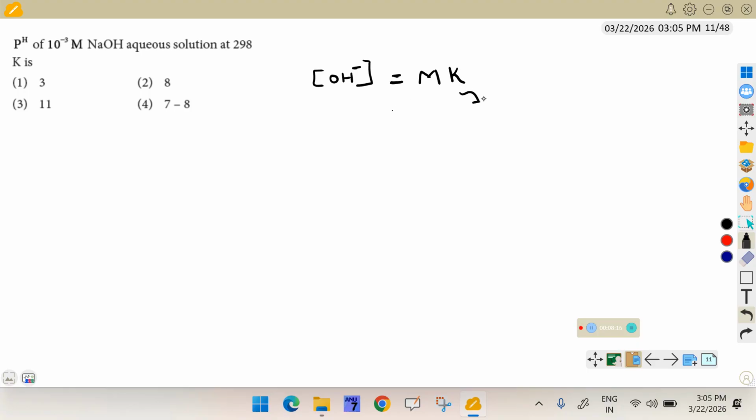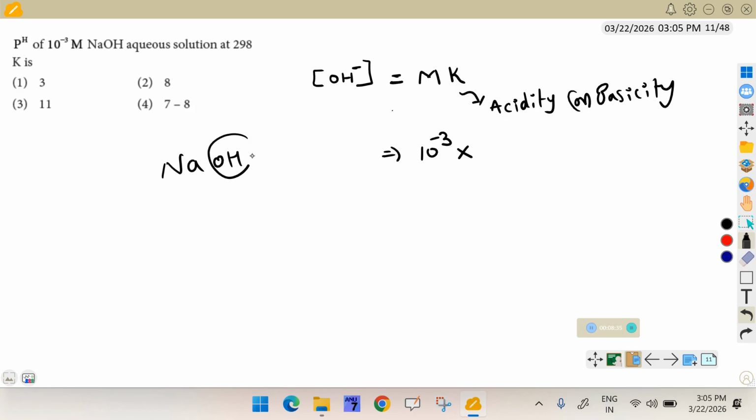K indicates acidity or basicity, the number of replaceable hydrogen atoms or the number of replaceable OH groups. Given molarity is 10 power minus 3 for NaOH, the number of replaceable OH groups is equal to 1. That is equal to 10 power minus 3.